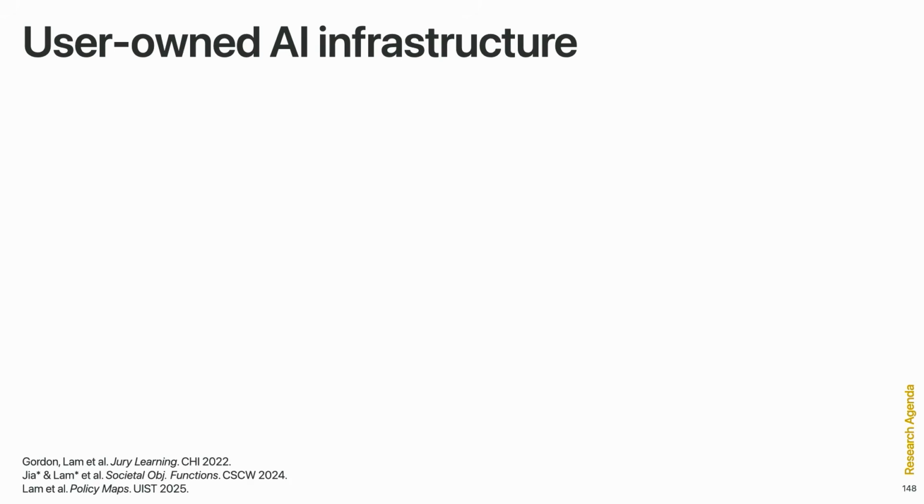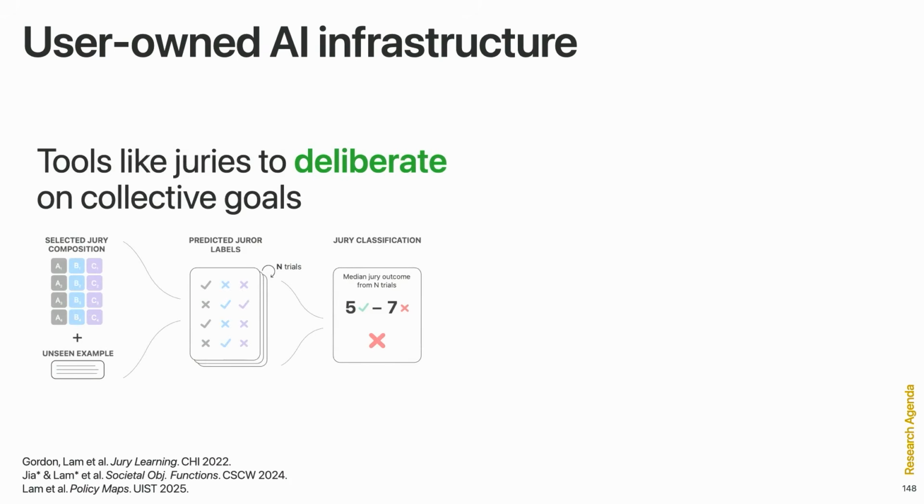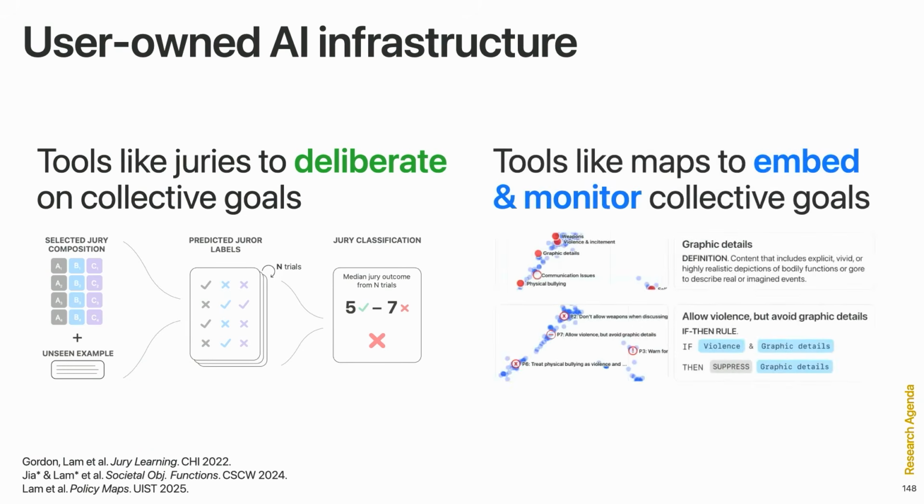And here we also may be able to tackle collective goals. This requires tools to allow us to deliberate over what society-level goals to even set. Like in some of my past work, we simulated juries of community members. Could we assemble juries for setting these types of broad objectives? And we also need tools to embed and monitor these types of societal level objectives. Drawing on the societal objective functions work, how could we understand how societal values not just work in social media, but across the whole surface of different computing environments that we encounter?